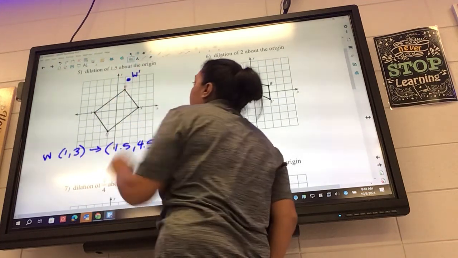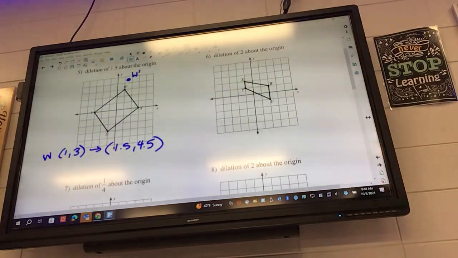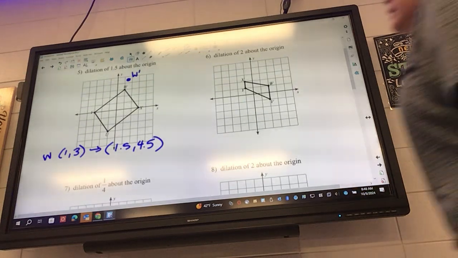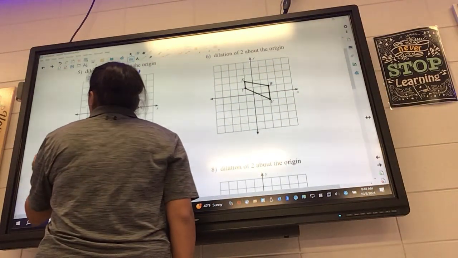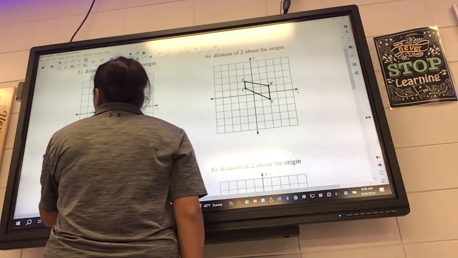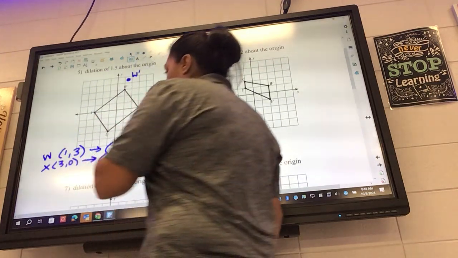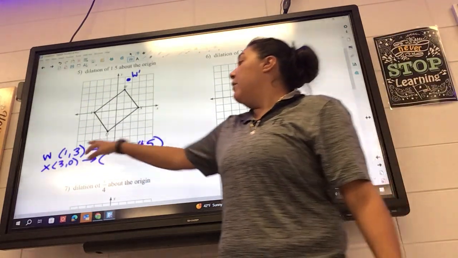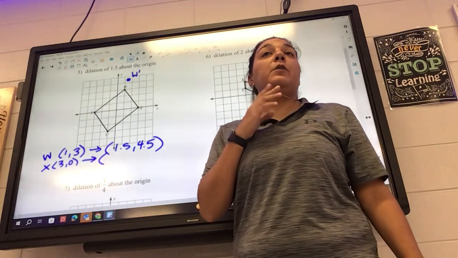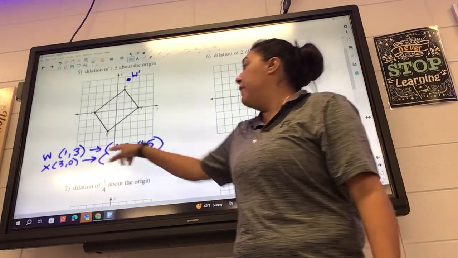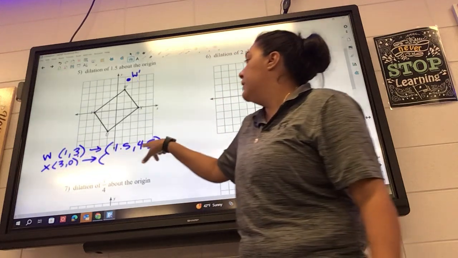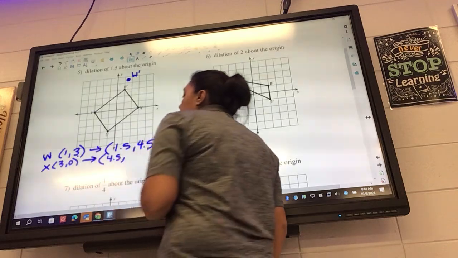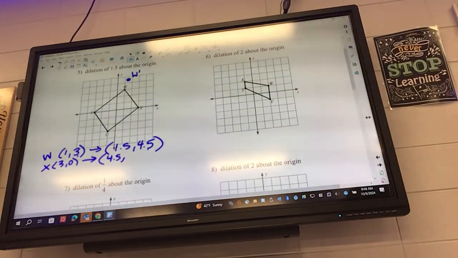Okay, so this is W prime. X is going to be 3, 0. And again, you can save yourself some time. We already know the 3 value. What was the 3 value when we did the math for it? 4.5. And you can see that it matches up from 3 to here. So whatever you can save yourself time on, save yourself time on. So we got 4.5.